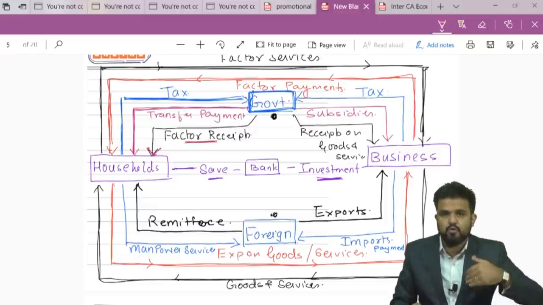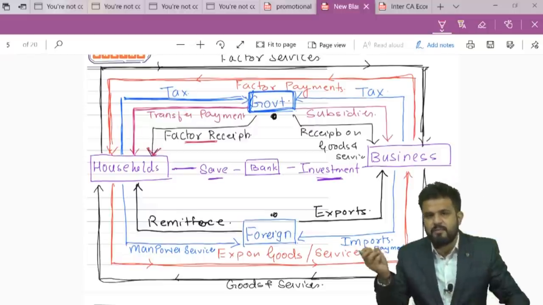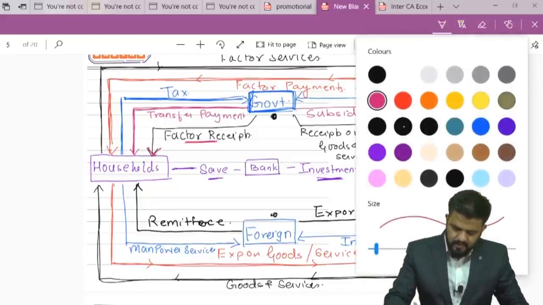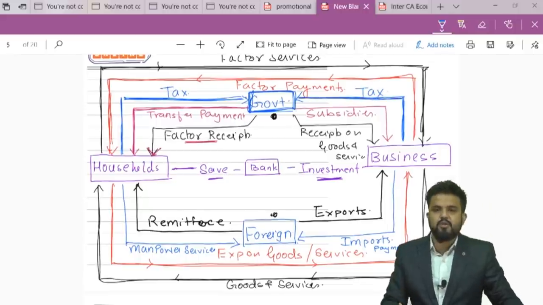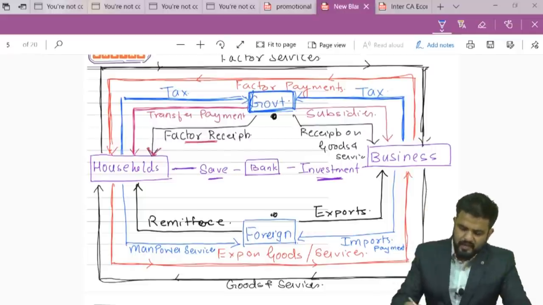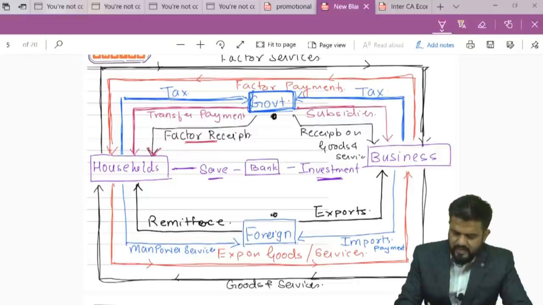So this was household and government. Let's understand business and government. Can I say if household is paying tax, then business will also pay tax? Yes, business is also going to pay tax. In return, what is government going to give? Government is going to precisely give subsidies to the business.